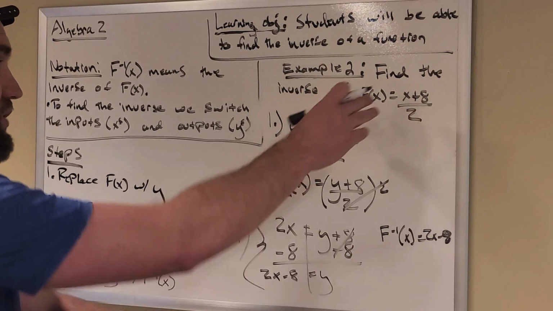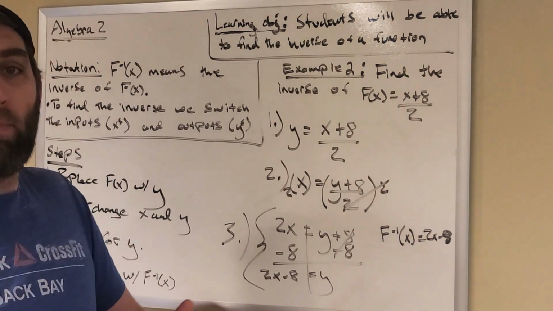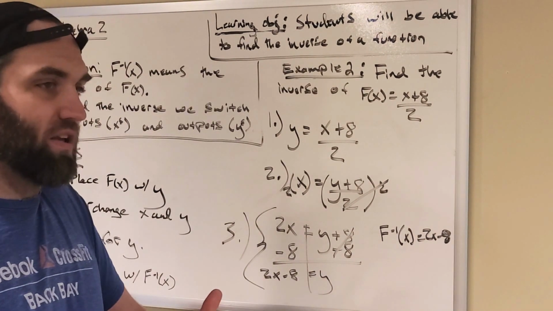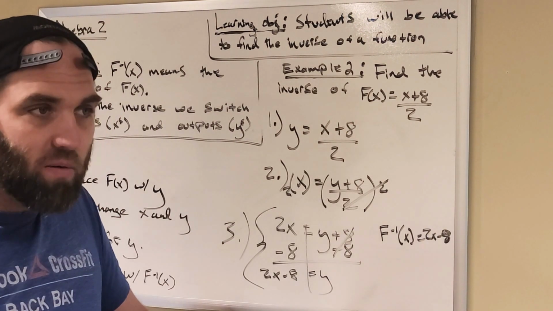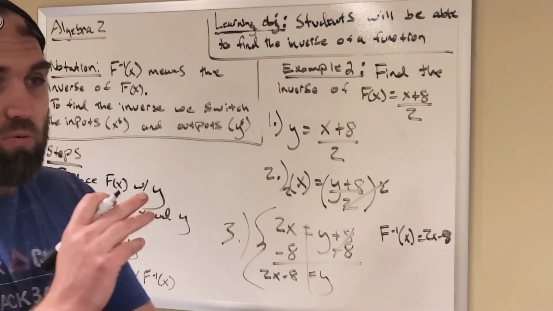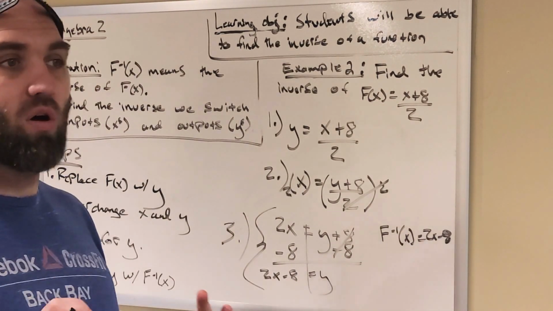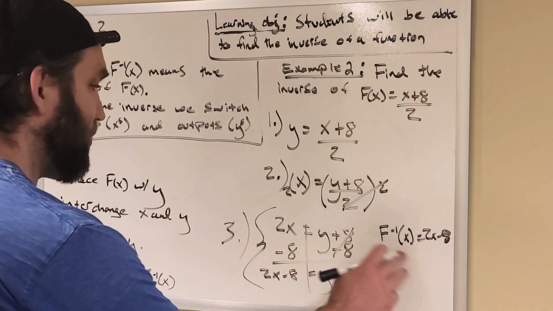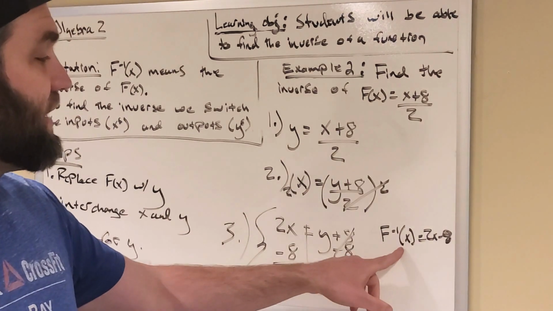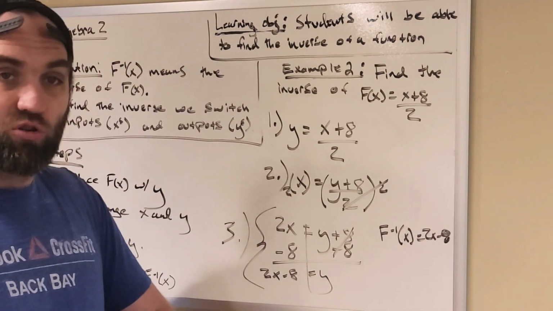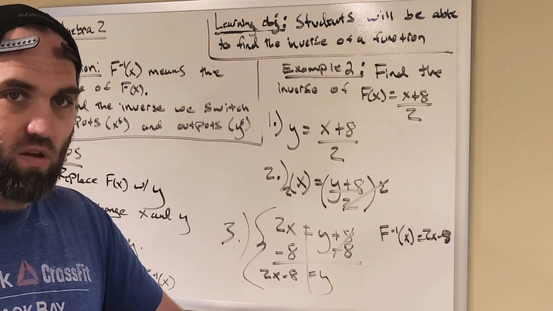So we took these functions, and we found the inverse of the functions by first making sure that we had an x and a y variable. Then we flip-flopped the x and the y variable, and then we solved for y. And when we solved for y, we were then given what the inverse function of our original function was.